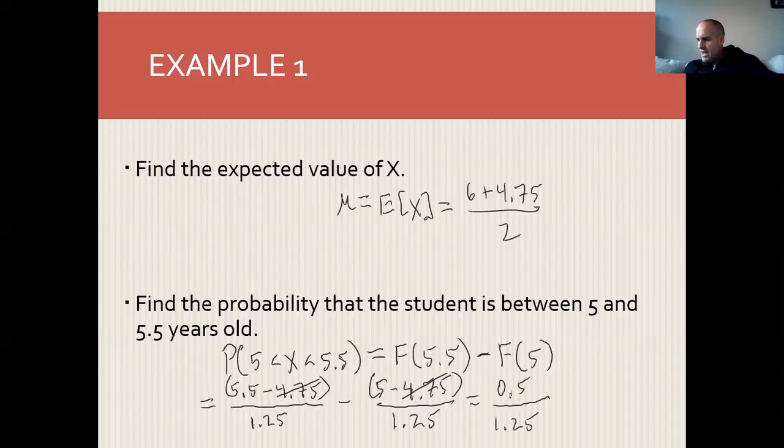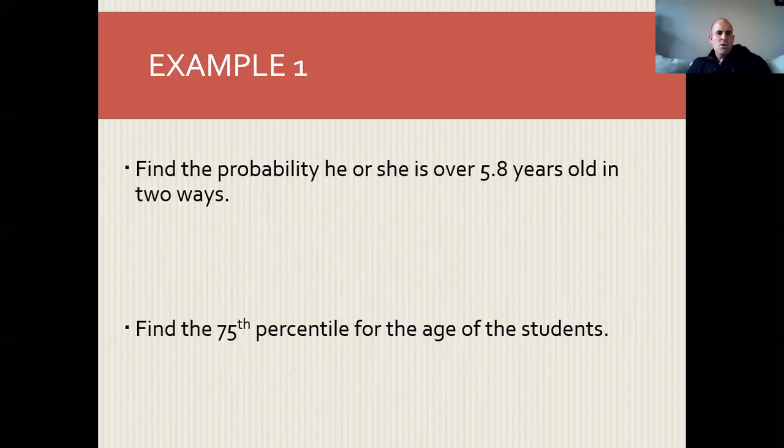All right, moving on. Find the probability that he or she is over 5.8 years old in 2 ways. So I want the probability that x is greater than 5.8.